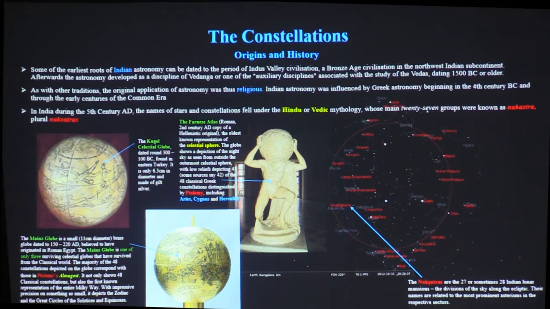The Kugel globe, these are all in museums today, named after the people who either put them in the museum or who own the museum, dated around 300 BC, found in eastern Turkey, only 6.3 centimetres in diameter, made of gilt silver. I'm sorry if you can't read that, that's why I'm reading it to you.